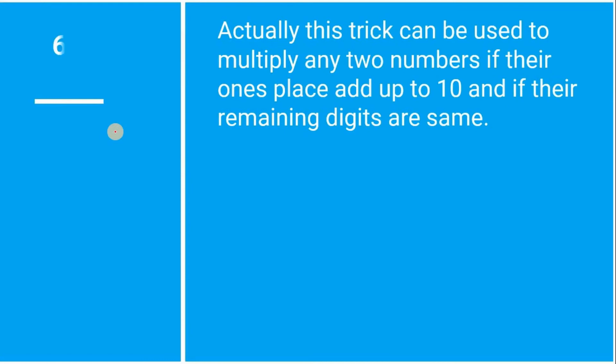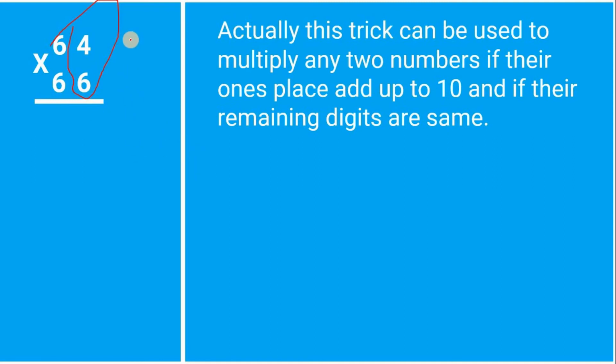Actually, this trick can be used with any numbers of this sort. That is, let me explain. Now, you have to take into consideration the ones digit. Suppose the ones digits add up to 10, as you can see here, 6 plus 4 is 10. As the ones digits add up to 10, the remaining digits should be the same. As you can see, the remaining digit, which is 6, is the same. This can be done with any numbers of this sort.